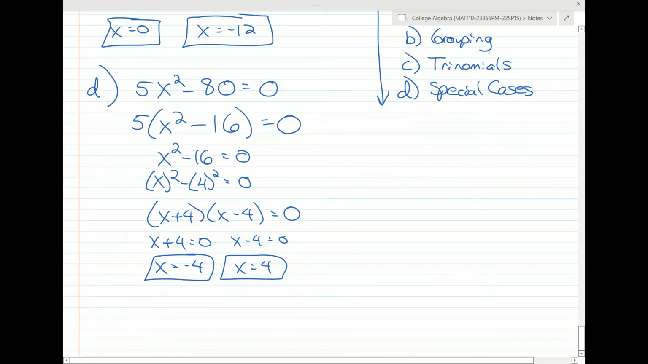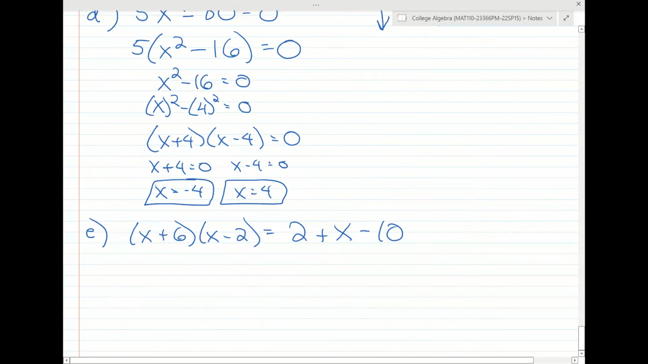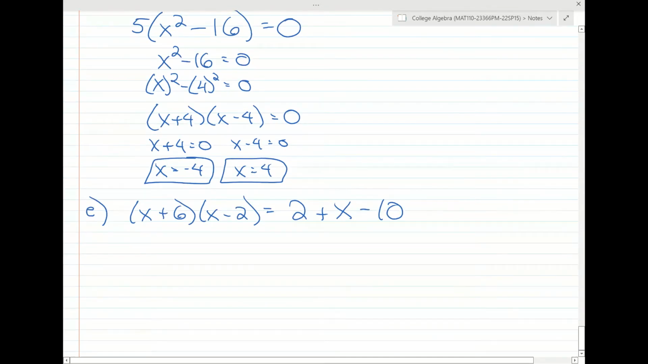All right. How about something like this? I have 3 more problems to finish out the night here. What about if we had x plus 6 times x minus 2 is equal to 2 plus x minus 10? On the test, I told you that there were 2 problems that we'd go over tonight. I told you the first problem was that factor problem we just did. The second problem on the test looks like this.